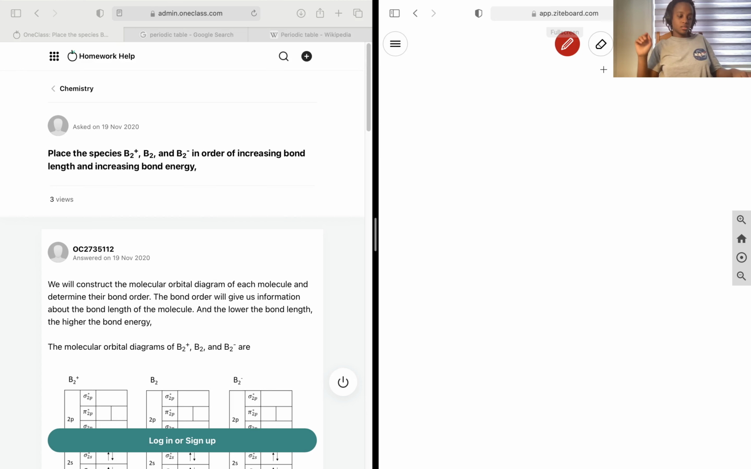Okay, so we want to place the species B2 plus, B2, and B2 minus in order of increasing bond length and increasing bond energy. So in order to do this, we're going to need to write out their molecular orbital diagrams. And so we'll have B2 plus here, and B2 minus.